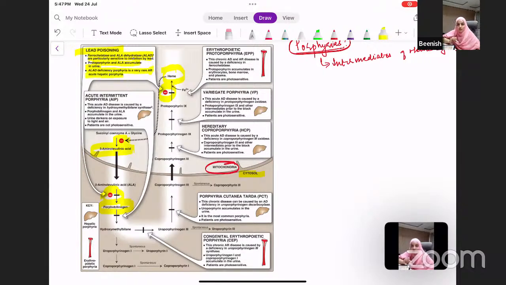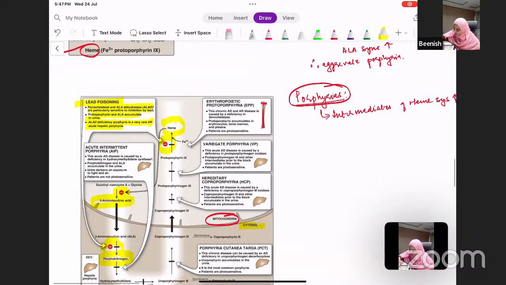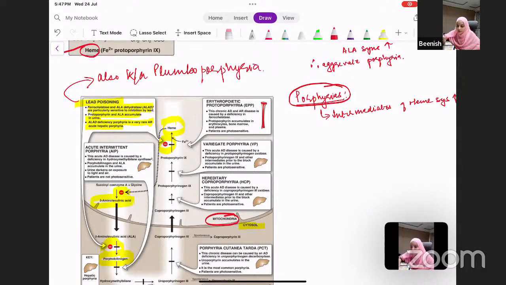acute hepatic porphyria. Another point I'd like to add is that it is also known as lead porphyria, since it resembles lead poisoning.